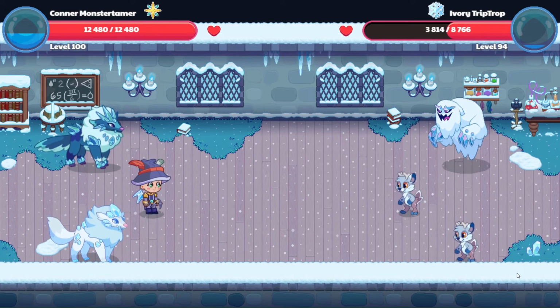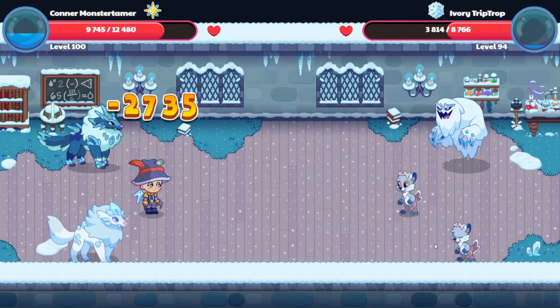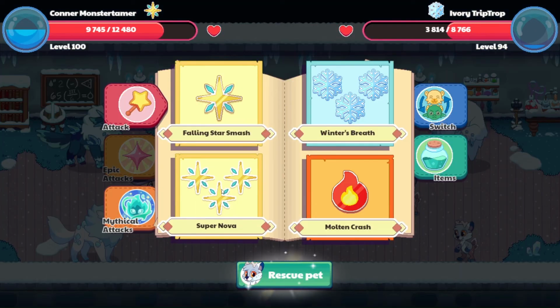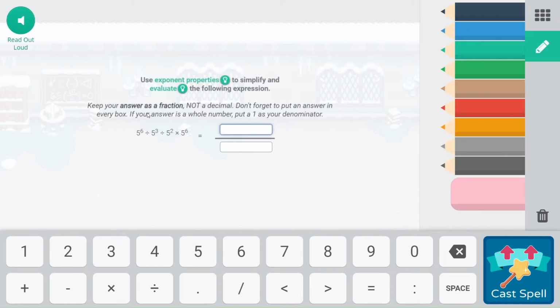Alright, Ivory Trip Trop. Snowling Ball, 2735 points of damage there. And let's go for the Supernova here. I should have actually, I should have gotten you, buddy. Sorry. Use exponent properties to simplify and evaluate. So this is division multiplication. So this is 6 minus 3 is going to be 2. 3 minus 2 is going to be 1. 1 times 6, that would be 5 to the power of 7.